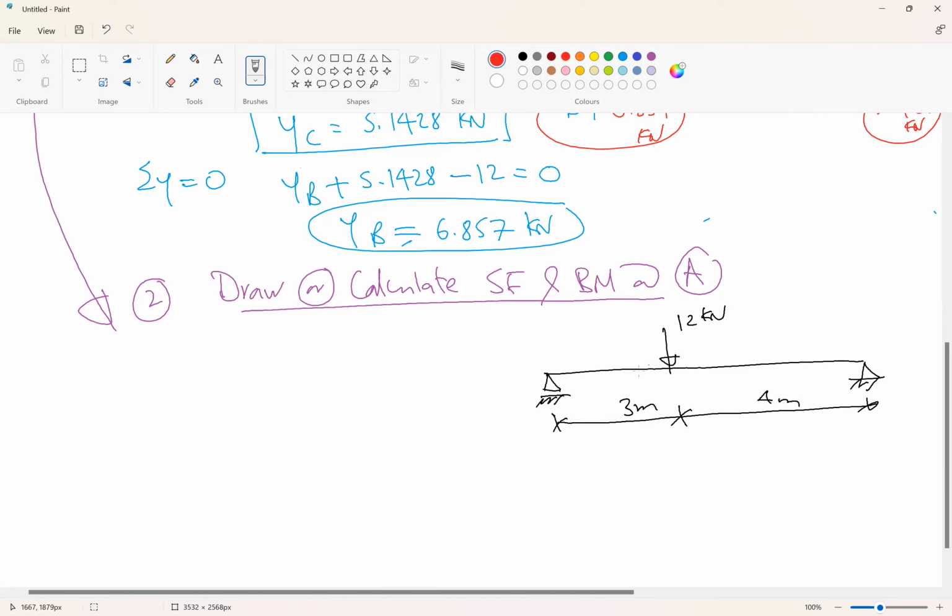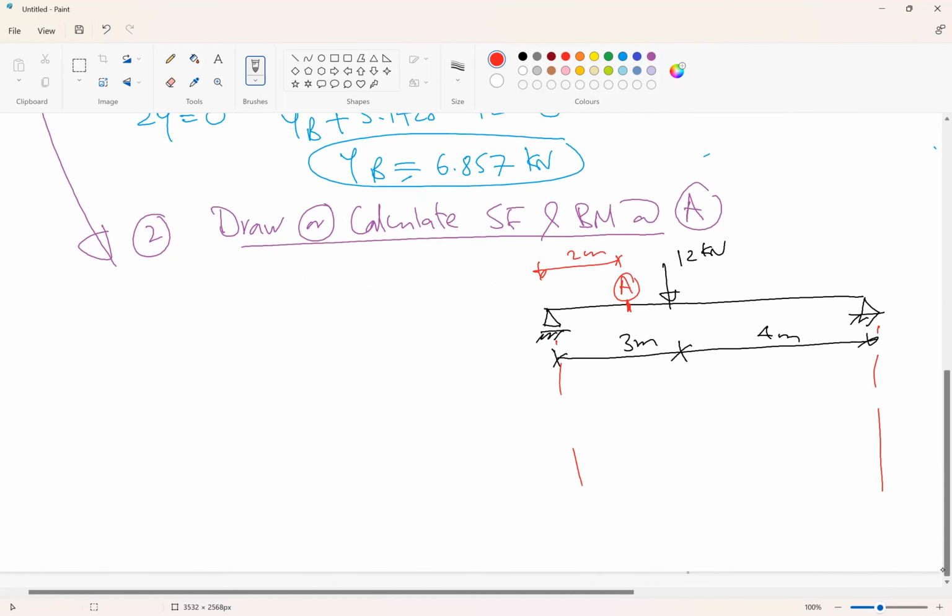Okay, so this is again our problem and this is point A, which is 2 meters. So if we draw the shear force diagram and the bending moment diagram here, we will just add the reactions again. This was 6.857 kilonewton and this was 5.14 kilonewton. So this is the data.